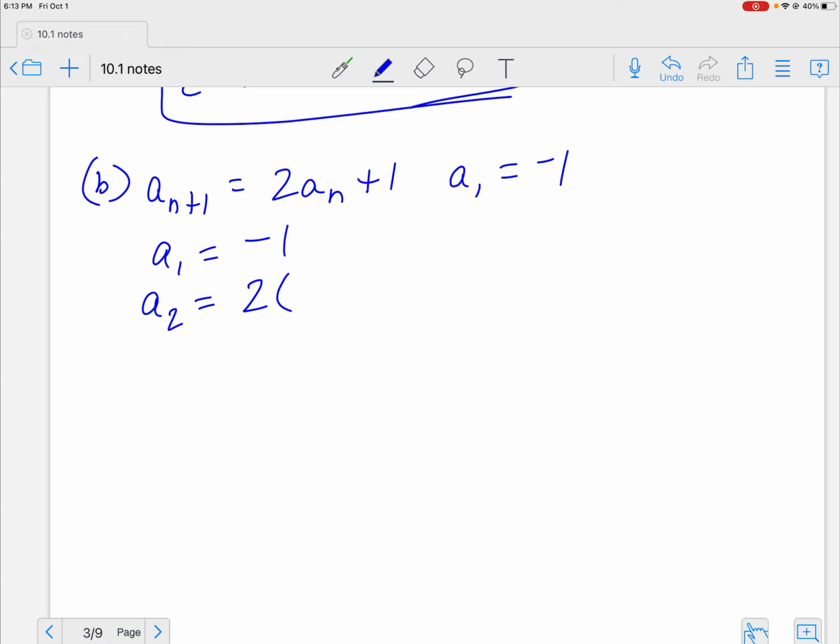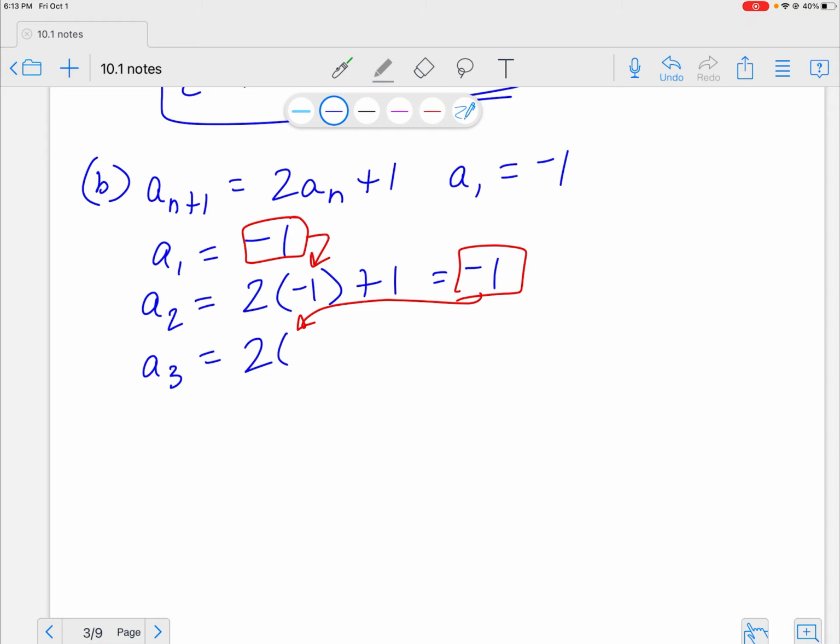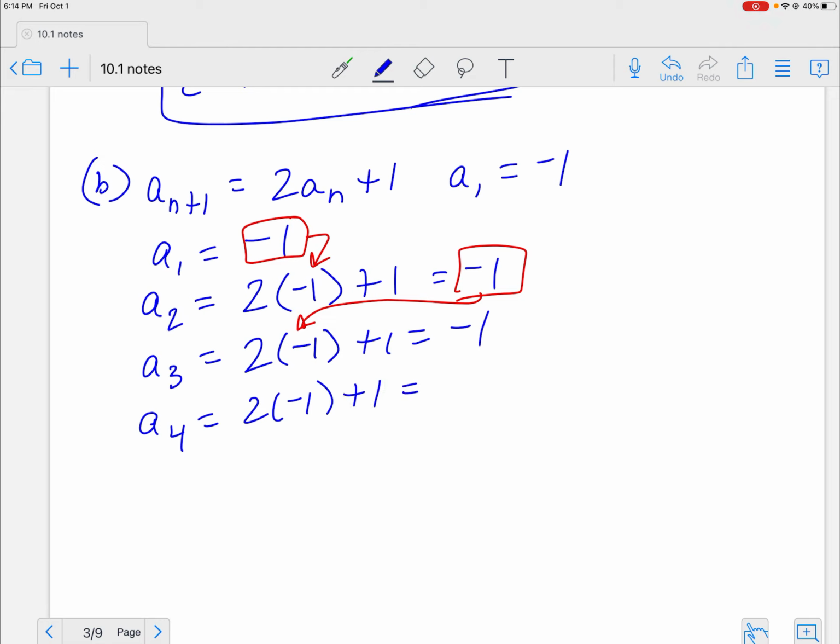Oh, you guys. 2 times negative 1, because remember, you're plugging it in. Whatever is the existing term gets plugged in. That's what changes it up. This is now equal to negative 2 plus 1, which is negative 1. What? A sub 3, plugging in 2 times, bringing this little feller back, right? Negative 1 plus 1. It's negative 1. Okay. A sub 4 is 2 times negative 1 plus 1. Lo and behold, it is negative 1.